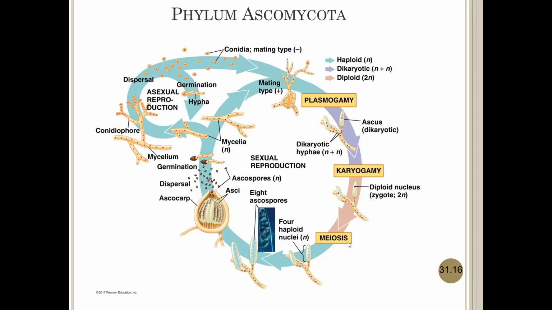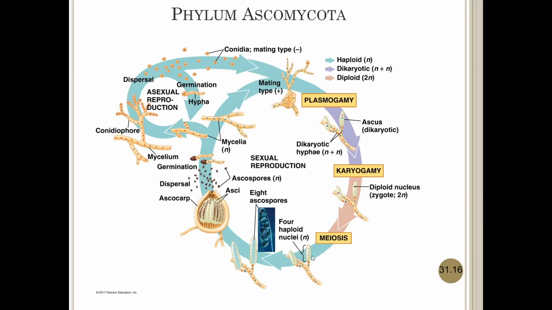Okay, so if you look here at this figure, it's the same thing we've been looking at. You've got your asexual reproductive stage over here. You've got your sexual reproductive stage over there. And you've got haploid, dikaryotic or heterokaryotic, and then diploid back to haploid. So nothing changes here, guys, except the structures themselves.